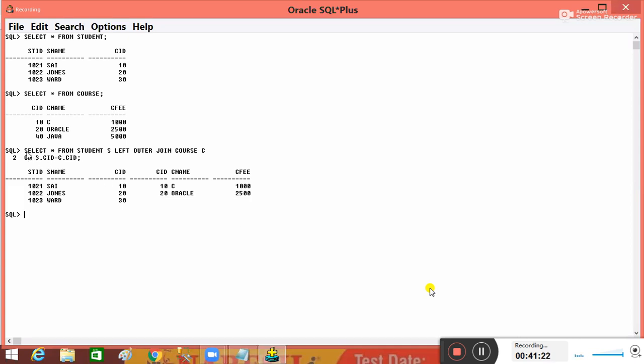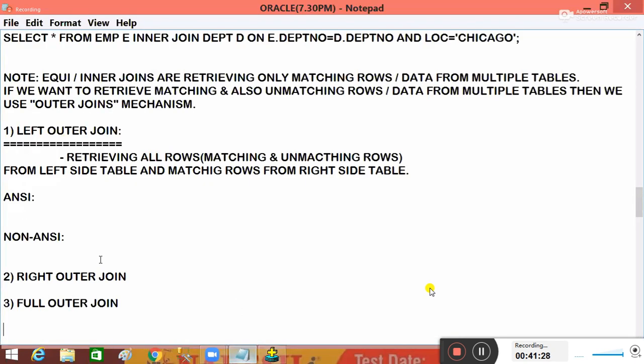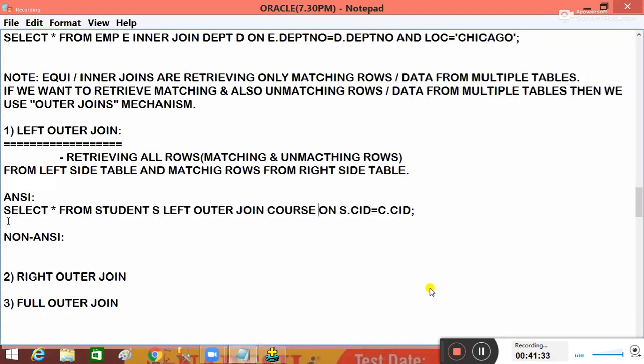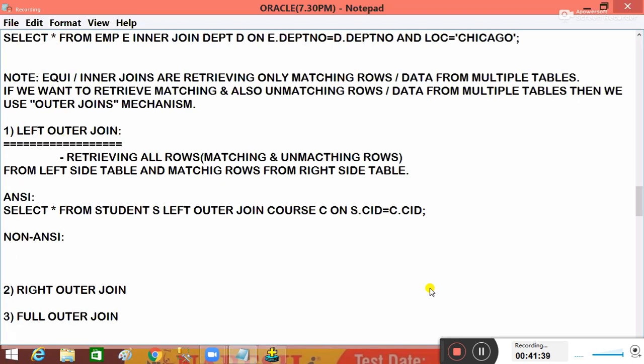So this is how a left outer join statement retrieves your information, and whatever you wrote here is ANSI. Now, how do we write the same thing in non-ANSI? If you want to write it in non-ANSI, we can't write it directly.